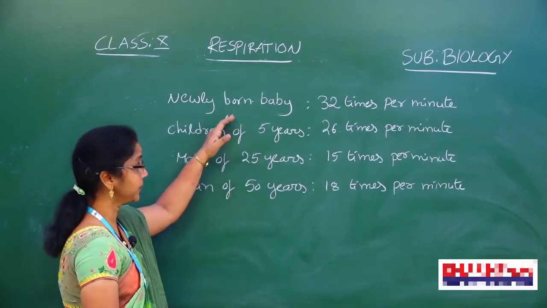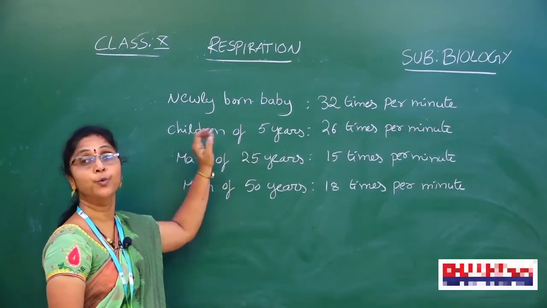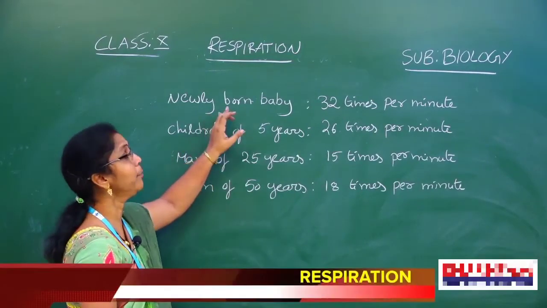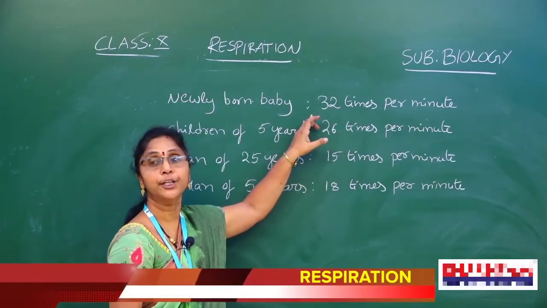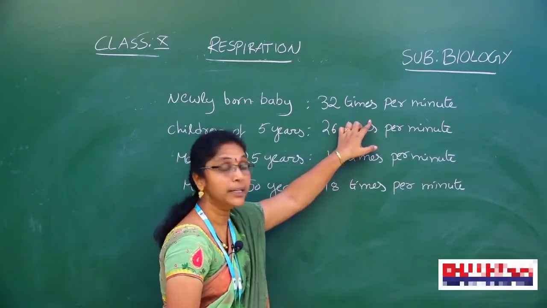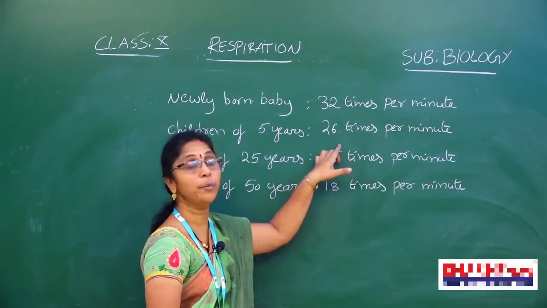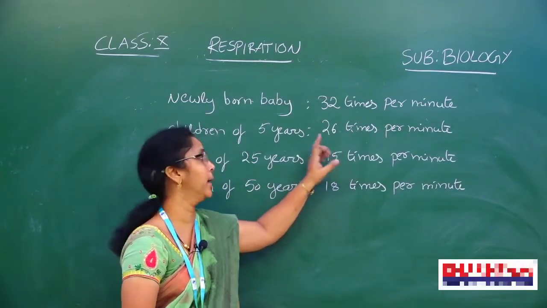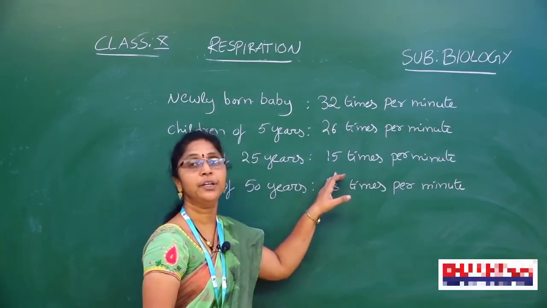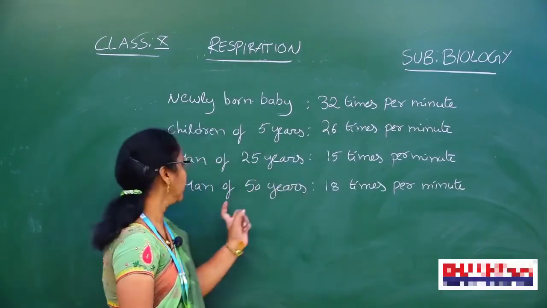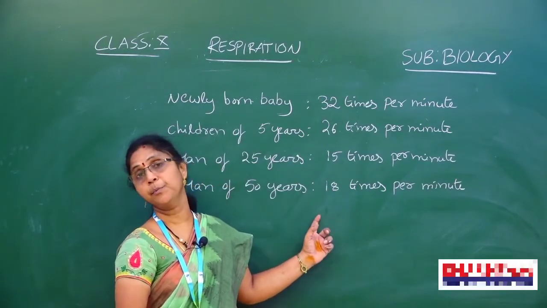The rate of respiration per minute is different at different ages in human beings. In a newly born baby, we can find how many times per minute they breathe: 32 times. Now for children of 5 years, how many times per minute? 26 times. For 25 years, we can observe 15 times of breathing per minute. Now for a man of 50 years, the breathing process occurs 18 times per minute.